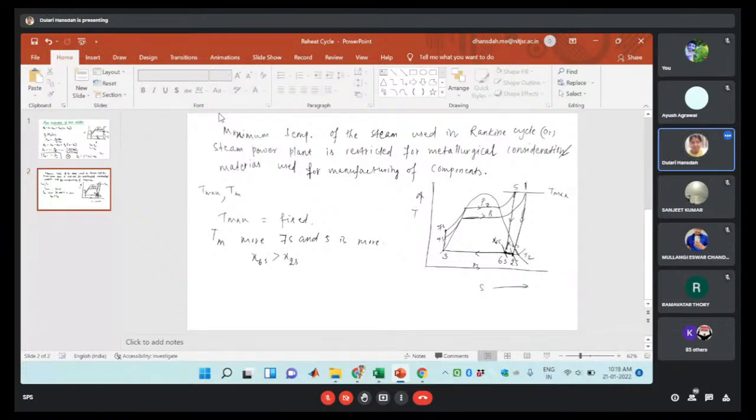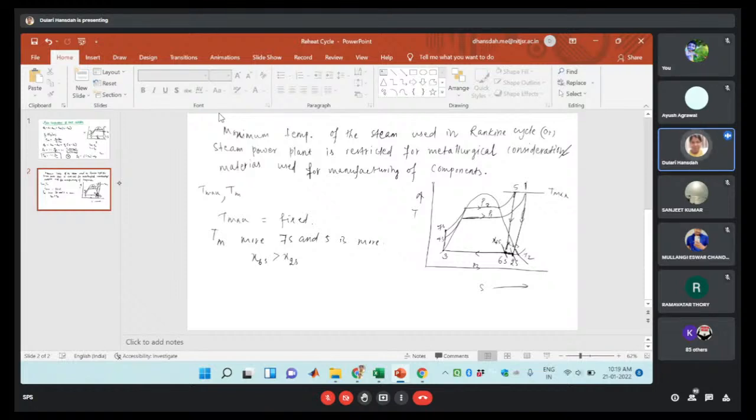Okay. Suppose the moisture content is more at the last stage, the later stage of the turbine. It may corrode the turbine blade, or some erosion will happen in the turbine blade. So in that case, we have to restrict the moisture content of the expansion process. Okay, right? Got my point?